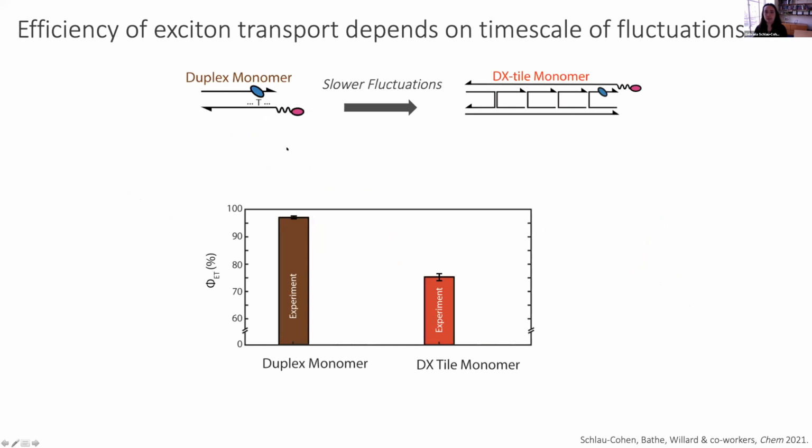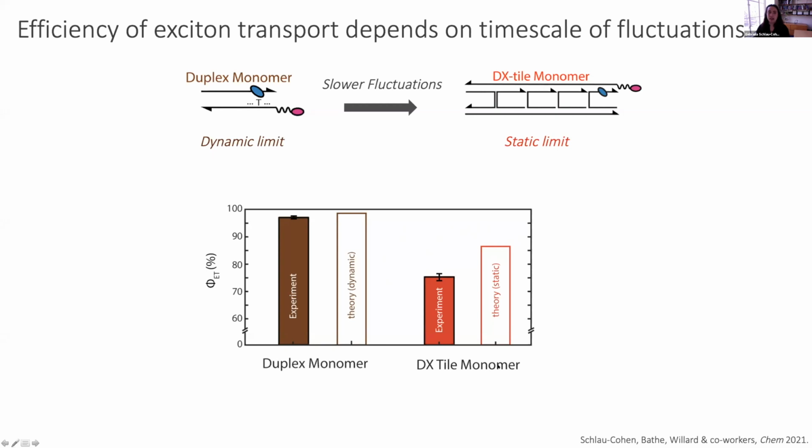When you have these slower fluctuations, we can take the theory and simulate it using that distribution. In the dynamic limit, we're able to replicate that high efficiency. And in the DX tile, in the static limit, due to the presence of those subpopulations, we lower that overall efficiency. So this difference in efficiency, even though the dyes are chemically identical, is due to differences in the angle, not the average angle, but actually the distribution of angles and the time scale over which you sample those angular distributions.